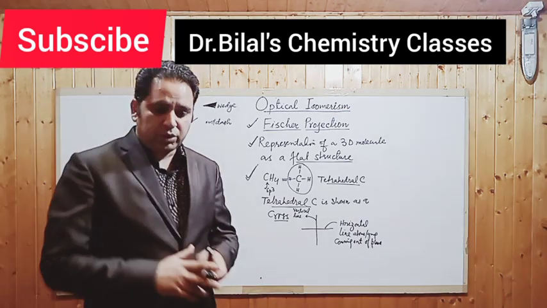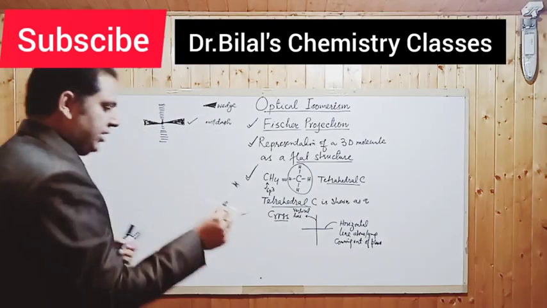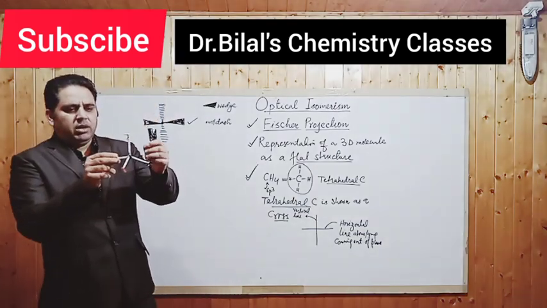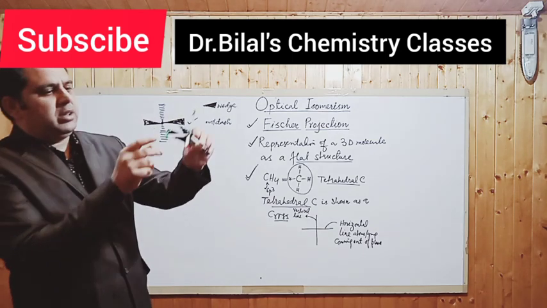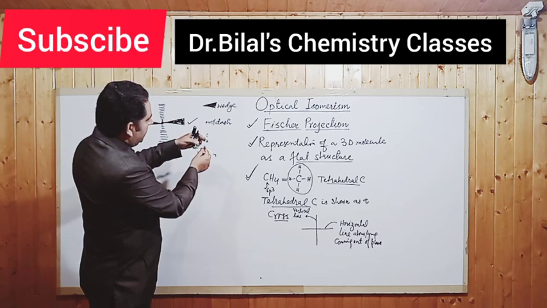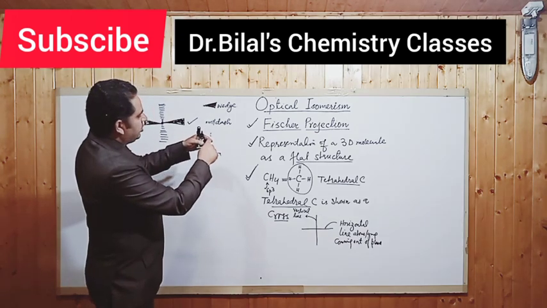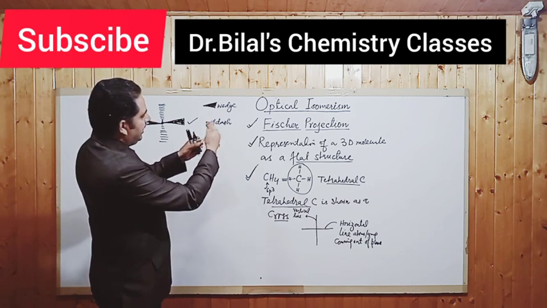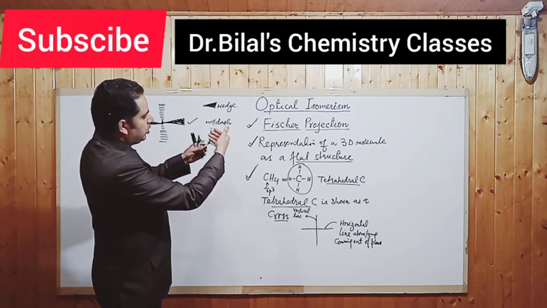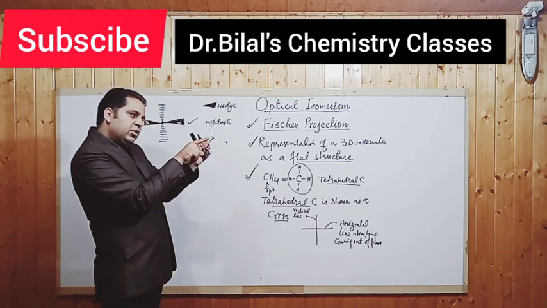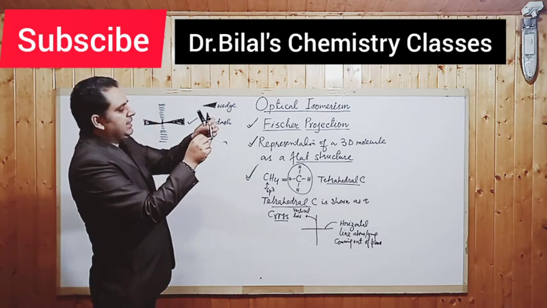But we can also show this molecule in another way. How? See this molecule. We can hold this molecule like this. Then keep these two atoms or groups in plane. When you keep these two groups in plane, what will you see? You will see one group coming out, the other is getting in.